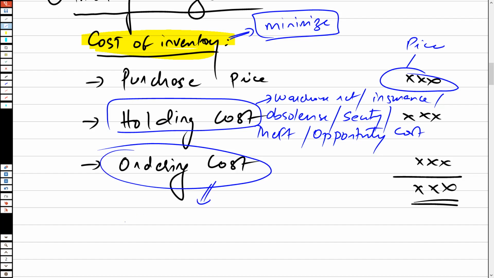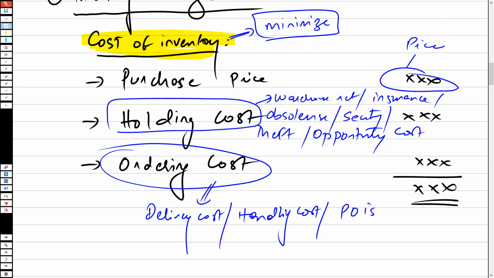When I talk about the ordering cost, it would include a lot of things. It would include the delivery cost, the inventory handling cost, the PO issuance cost, the demand draft or pay order cost, etc. There are multiple types of cost, such as LC opening cost and documentation cost. There are different types of costs that you have to incur.